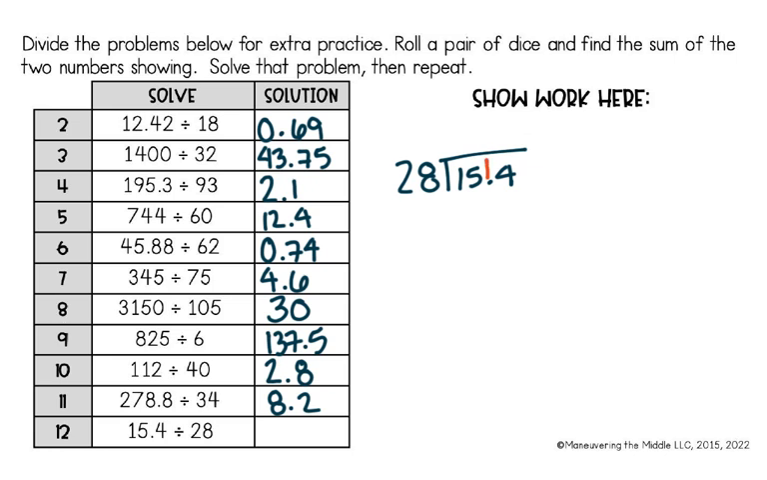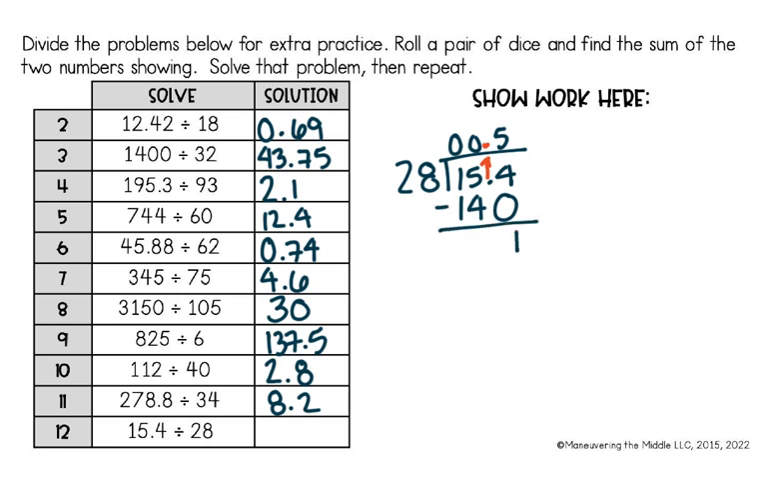Make sure that we bring this decimal up to our quotient. And now we divide. 28 can't go into 1. It can't go into 15, but it can go into 154. And it can go in 5 times. 5 times 28 is 140. I'm going to go ahead and subtract.